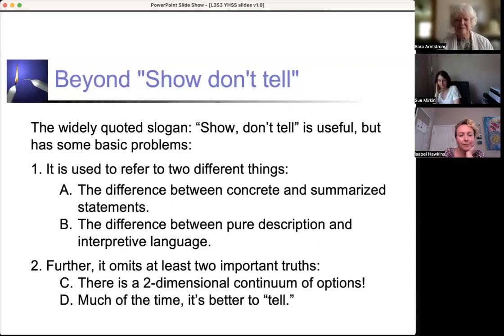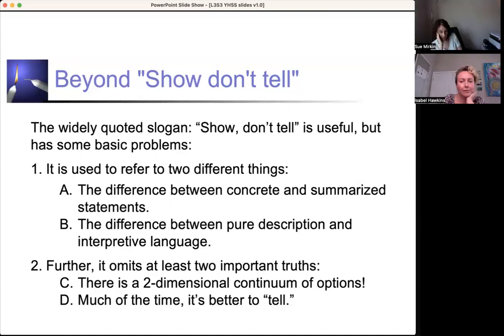So this show don't tell thing is really sloppy. There is something basic behind it, but now we're able to describe what that basic truth is. You get to choose where you are on this two-dimensional continuum, where it belongs in the square. That's true. Everything else, based on the assumption that it's just a single adjustment, is misleading, false, and confusing.